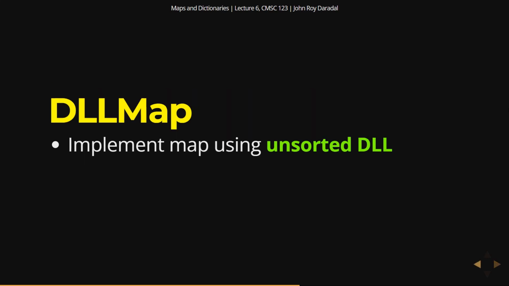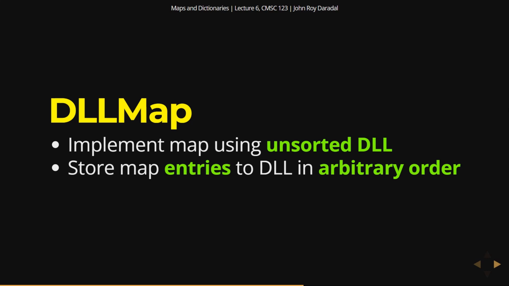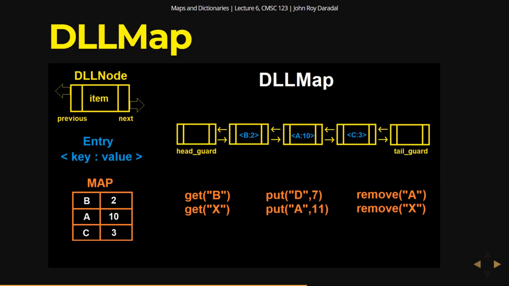Okay, so first let's take a look at the DLLMap implementation, wherein you try to implement a map using an unsorted DLL or a doubly linked list. So you just store the map entries in the DLL in an arbitrary order, so maybe in the order that they are added, so you don't sort them. Okay, so this is an example of the DLLMap.